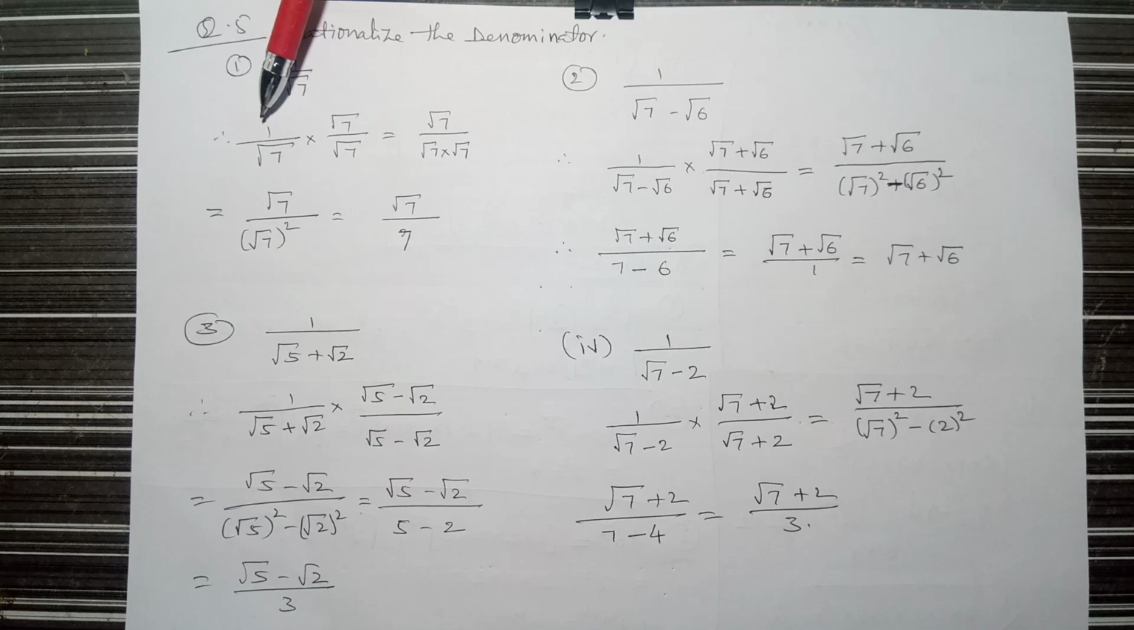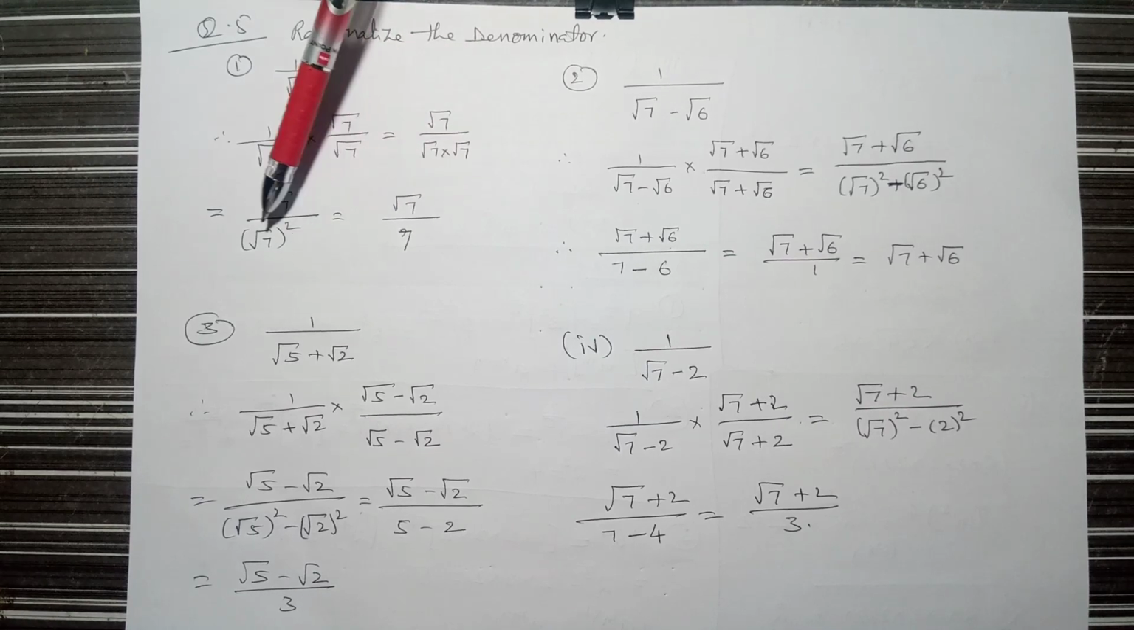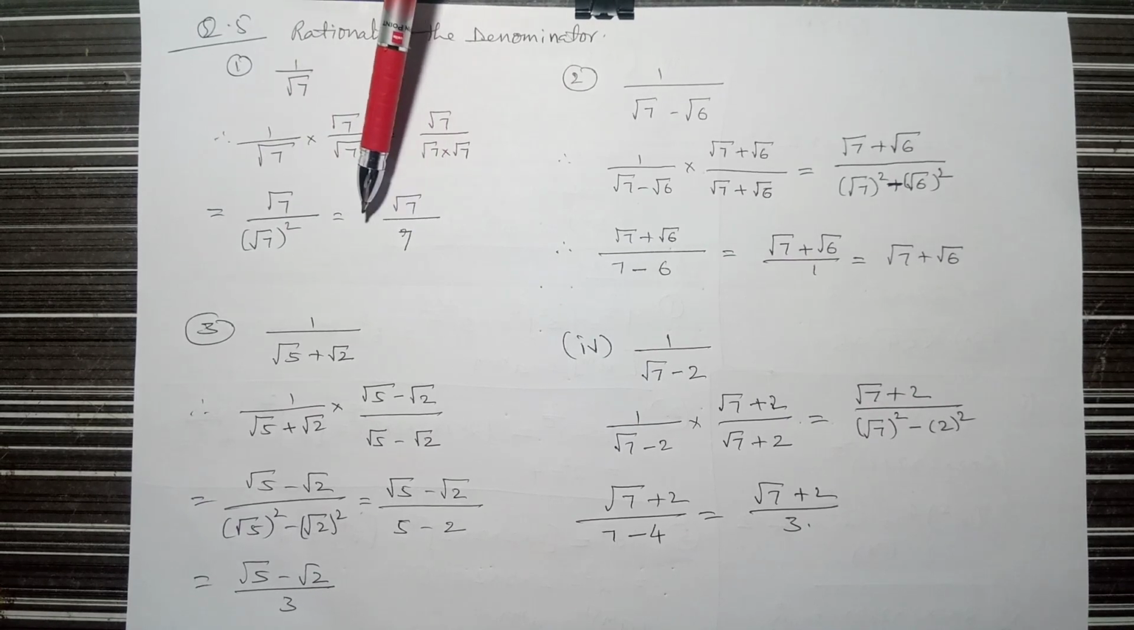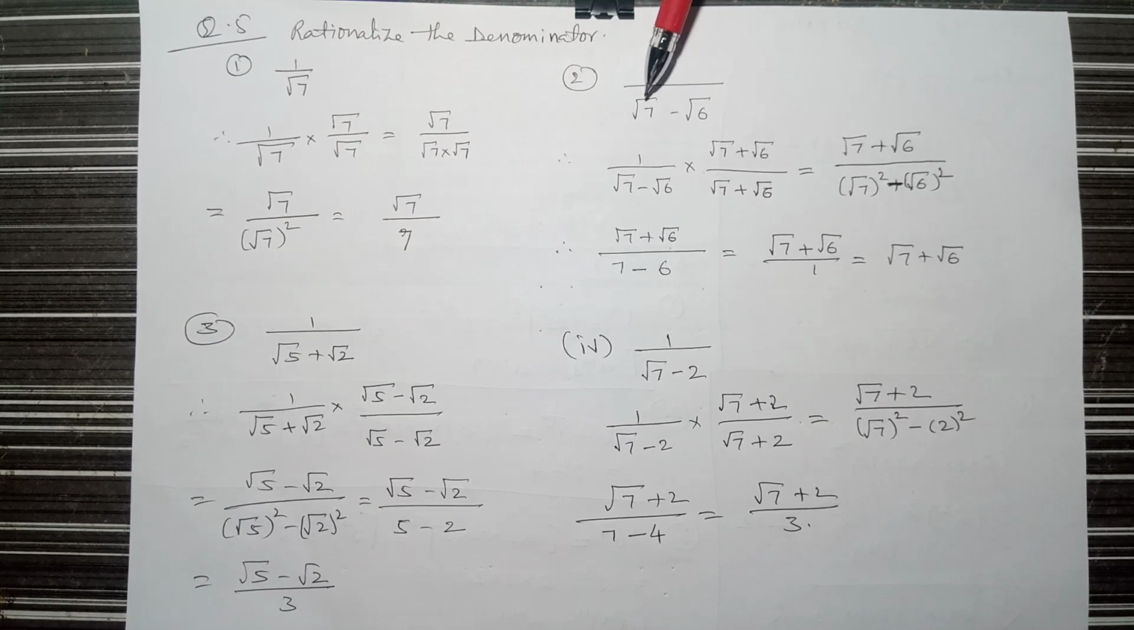Now according to the multiplication of fractions, 1 into root 7 is root 7, and denominator into denominator, that is root 7 into root 7. Therefore the numerator is root 7 by root 7 times root 7, that is root 7 whole square. Therefore the root and square will be cancelled and 7 will be there. Next question, 1 by root 7 minus root 6.